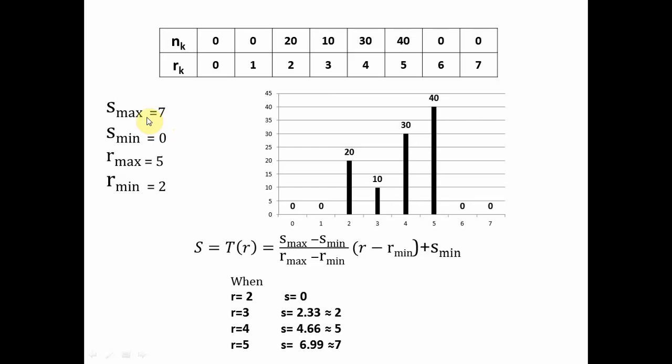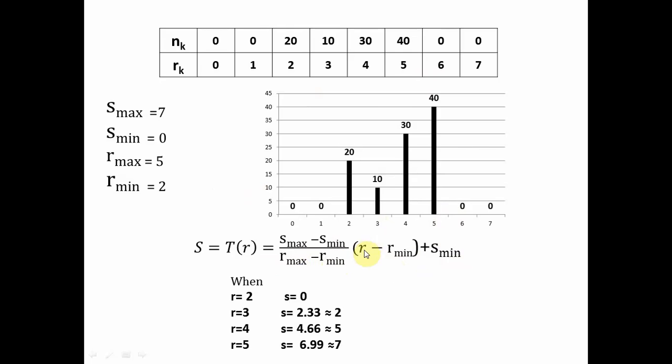So S max is always L minus 1. S minimum is always 0. Okay, 0 and L minus 1. So S minimum, that is the desired minimum value, should be 0 and the desired maximum value should be 7, L minus 1. R max, that is the input, is 5 and R minimum is 2. So I have S max, S minimum, R max and R minimum.